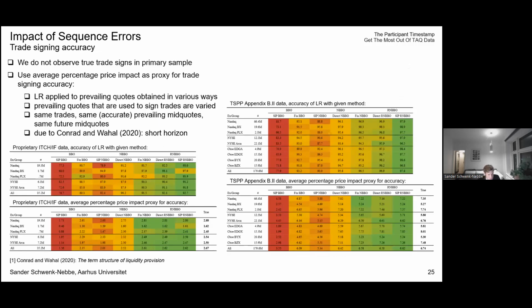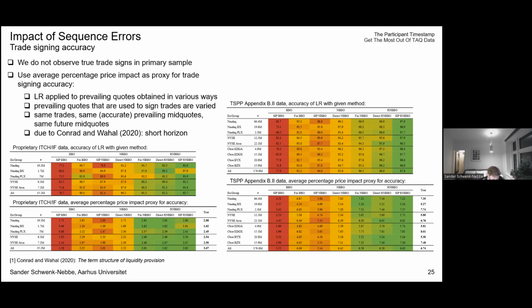So the last thing I want to cover is trade signing accuracy. I have about 3 minutes for that, I guess. That is tight. So trade signing accuracy is, of course, very important. For trade signs, we do use prevailing quotes. I actually just use here the very standard Lee-Ready method because I do find that to yield quite good trade signs. But what this is about is, of course, what happens to our prevailing quotes if we fix sequence errors? Do we get better trade signs?